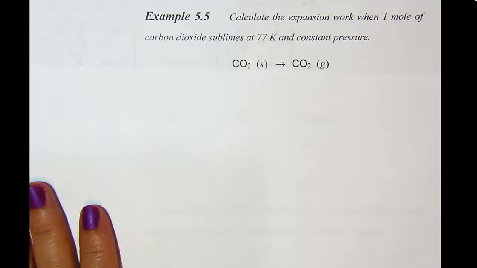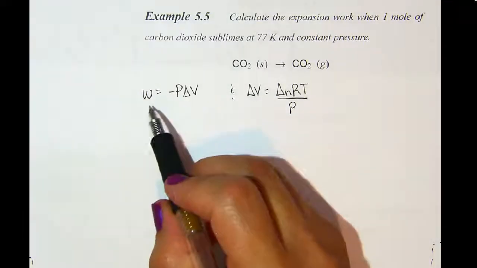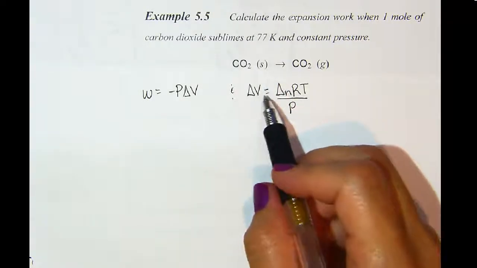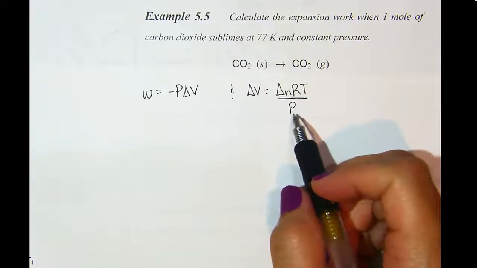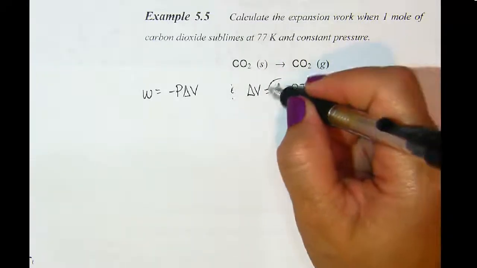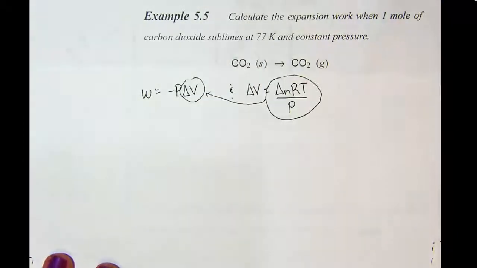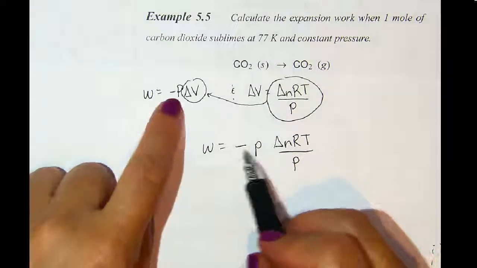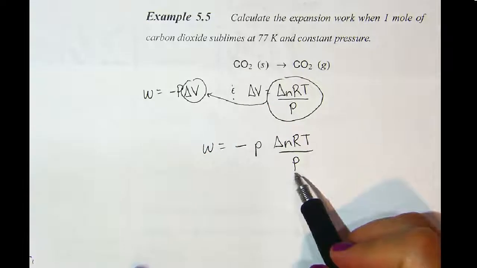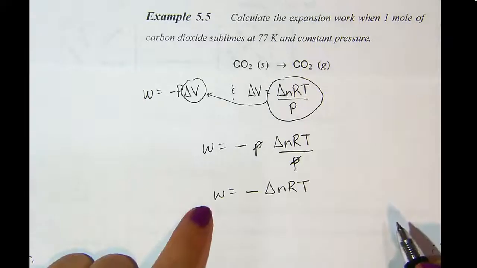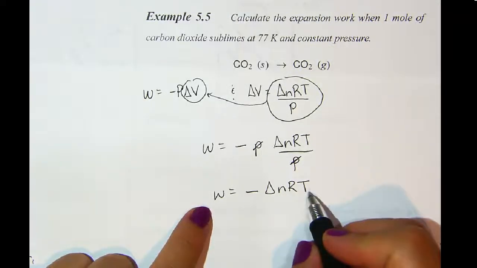Example 5.5. Calculate the expansion work when 1 mole of carbon dioxide sublimes at 77 Kelvin and constant pressure. So if you think back, work is equal to negative pressure times delta V, which is change in volume, and the change in volume is equal to delta n RT over P. If we substitute this in for delta V, we get: work equals negative P times delta nRT over P. Notice here our pressures will cancel with one another, and that gives us this equation: work is equal to negative change in moles times R times T.